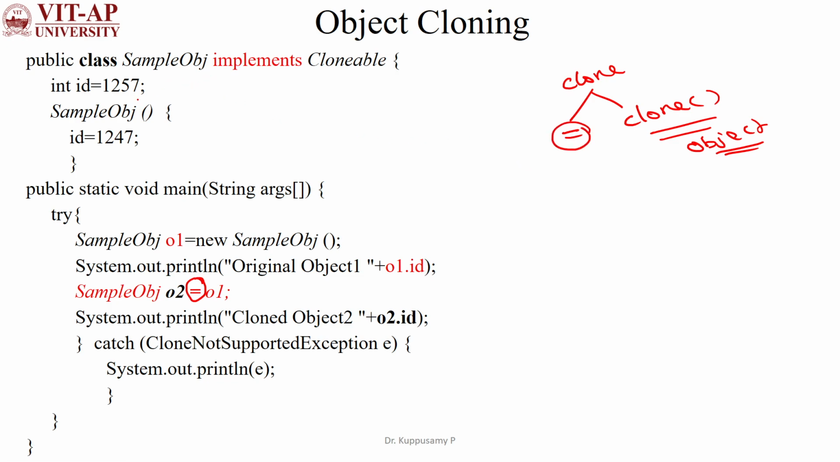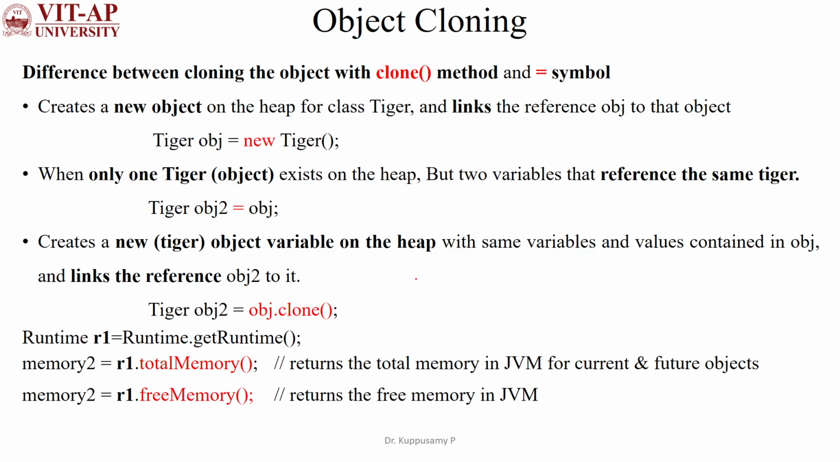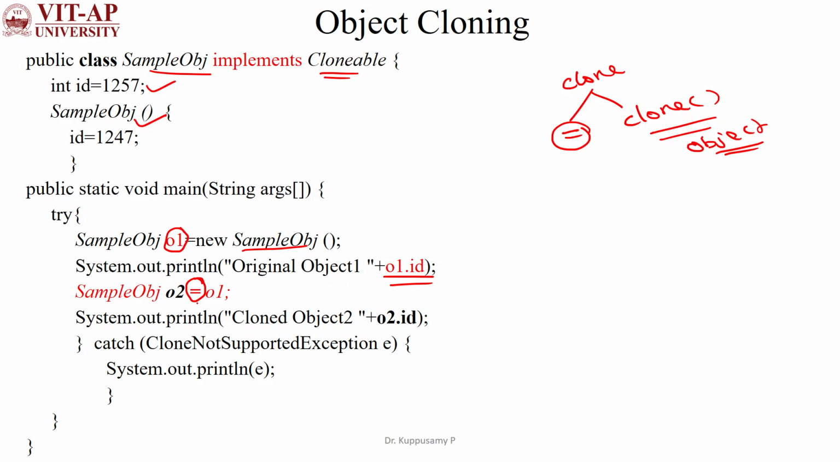Here it is the same thing, we are defining SampleObj implements Cloneable. Then the constructor is defined as I explained in the previous example. So o1 is created by using the class SampleObj. Then I am printing the value o1.id. Then here I am just assigning the value to o2.